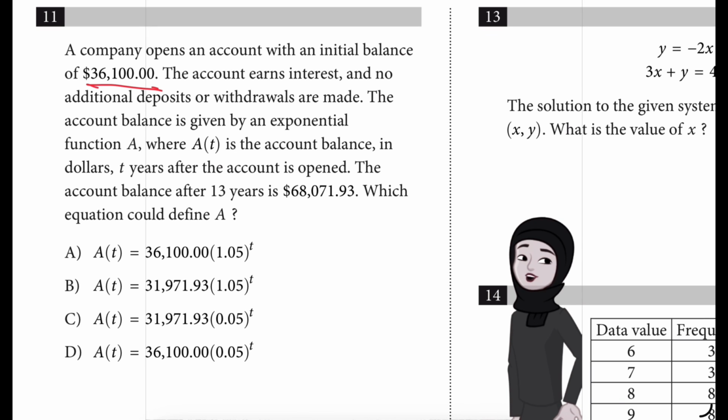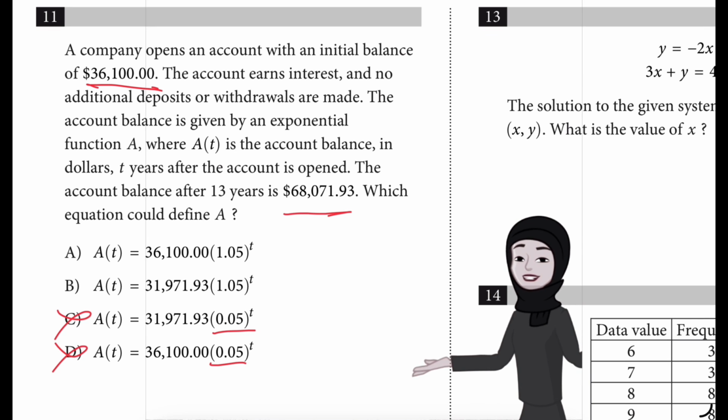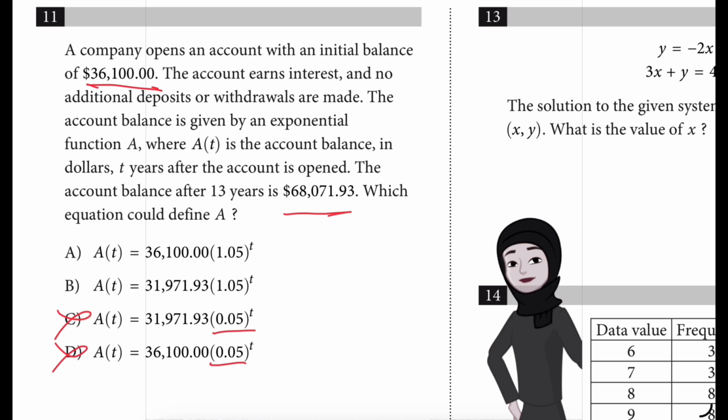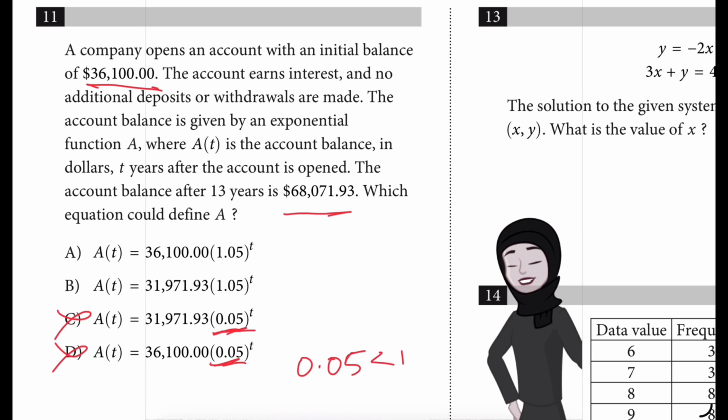Now we can see that from an initial value of 36,100, after 13 years it has increased to $68,071.93. That means there's an increase. With that information itself, we can eliminate answer choices C and D because they are raising 0.05 to a power. This 0.05 is less than 1, which means if you raise it to an exponent, its value will decrease.